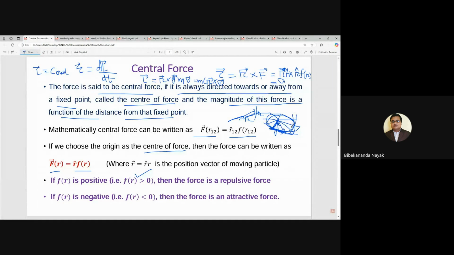So what it means? Since L is constant, we cannot change V and R. We cannot take them out of this plane. That means R and V always lie in the plane, or in other words, central force motion occurs in a plane. Plane means we need two coordinates to solve the problem.